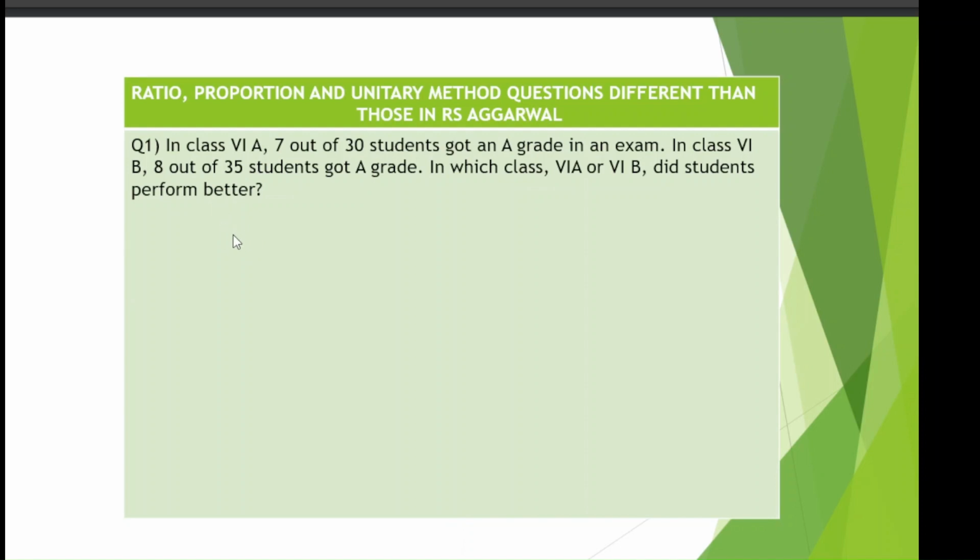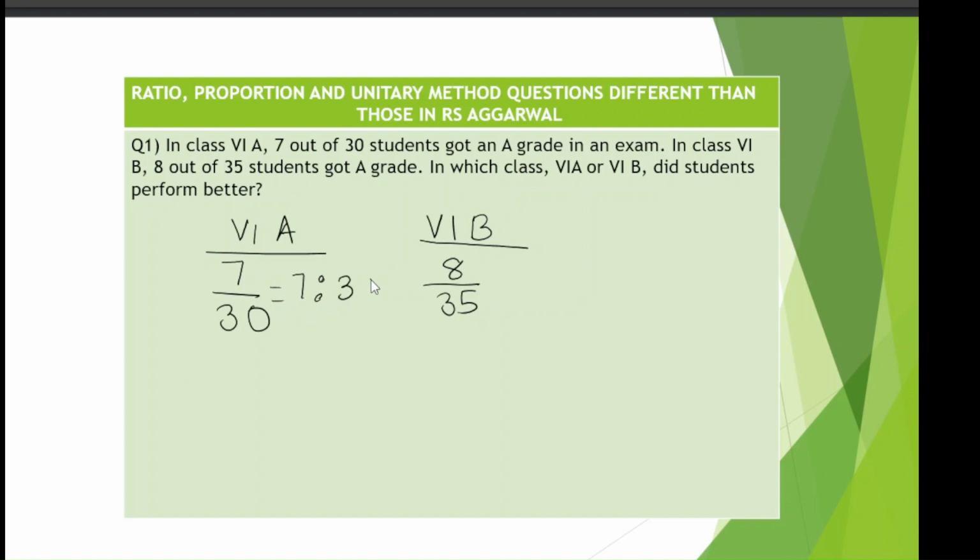Class 6A? Yes, class 6A. We have 7 out of 30 students who have scored A, or rather got A grade. Now, for section B of grade 6, 8 out of 35 students have scored A grade. Now, 7 by 30, I can write like this. This is actually a ratio 7 is to 30. So don't get confused if I am writing like a fraction. This is also 8 is to 35, right? Because 8 out of 35 students have got A grade. Rest have got other whatever grades.